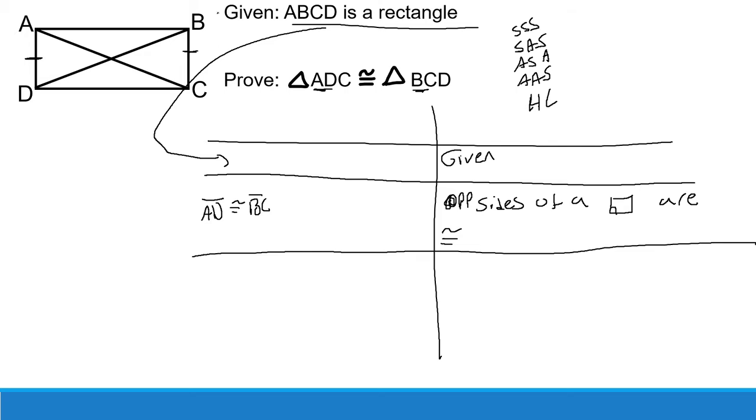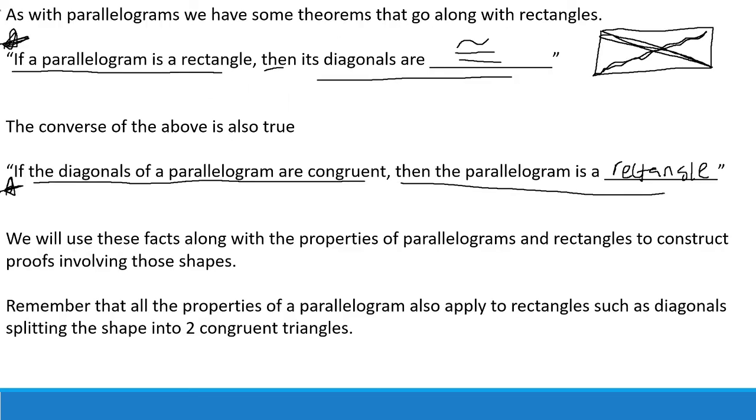Now, because it's a rectangle, I also know that the diagonals are congruent. So I know that AC is going to be congruent to BD, because that's one of the properties of a rectangle we just talked about over here. That if it's a rectangle, then the diagonals are congruent. So I'm going to be using this reasoning here because I know it's a rectangle that was given to me, and I want to state that the diagonals are congruent.